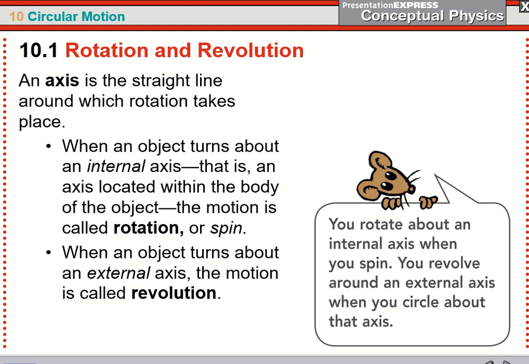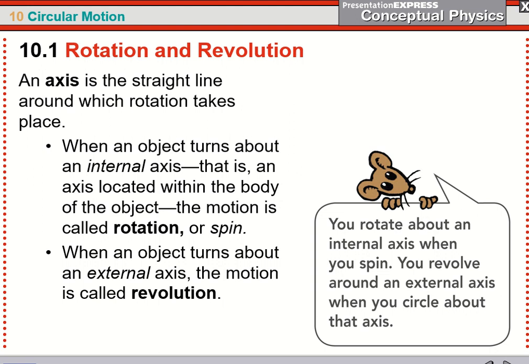All right, so the first thing that we're looking at is what an axis is. The axis is the straight line around which rotation takes place. You can think of it as your axle, same type of word. So the axle is what your wheel, your bike wheel, goes around. That is the axis of rotation for your bicycle tire, okay?